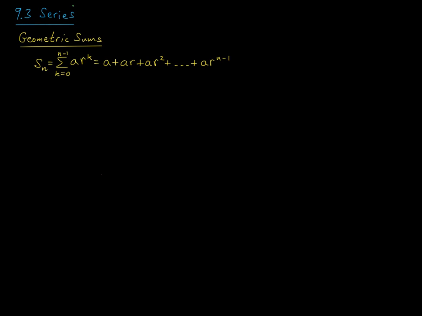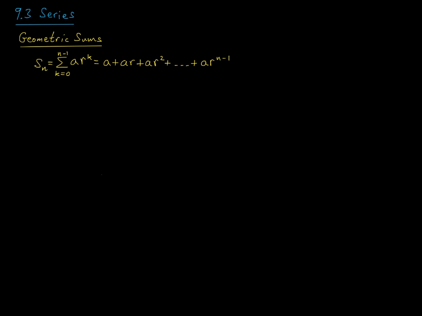In the last video, we defined a series to be the limit of partial sums of a given sequence. And so in this video, we're going to look at a specific type of series known as a geometric series. Okay, so we'll first look at what's known as a finite geometric sum, and we'll call that sum S sub n.